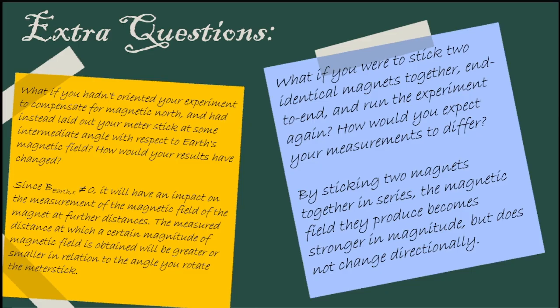What if you were to stick two identical magnets together end to end and run the experiment again? How would you expect your measurements to differ? By sticking two magnets together in series, the magnetic field they produce becomes stronger in magnitude, but does not change directionally.